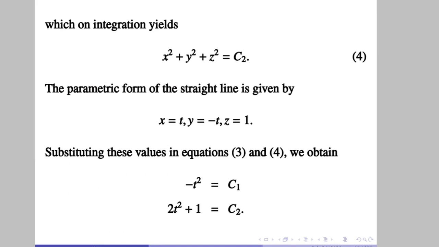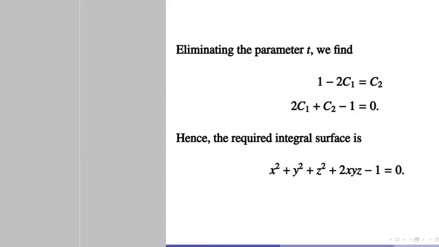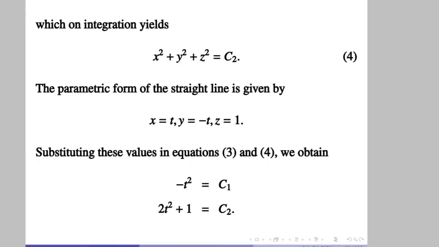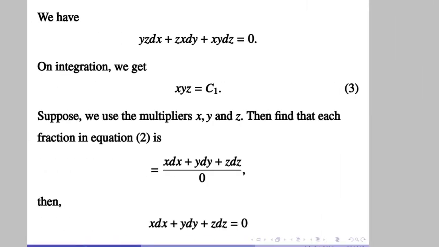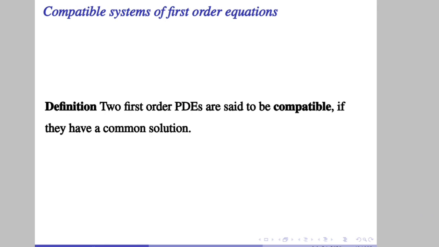So eliminating t from this, we are getting a relationship between c1 and c2. So we are finding t square in both the equations, and equating, we are getting 2c1 plus c2 minus 1 equal to 0. So we are substituting the values of c1 and c2 that are given in equations 3 and 4. We are getting the required integral surface which contains the line, or passing through the given curve. Next one is compatible system of first order equations.